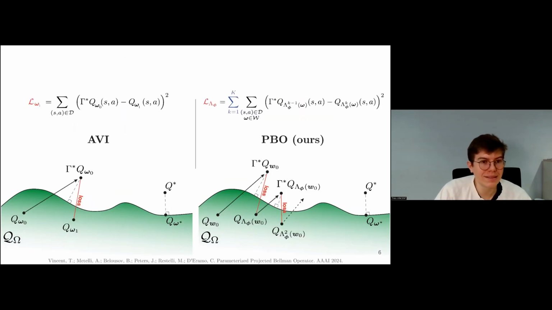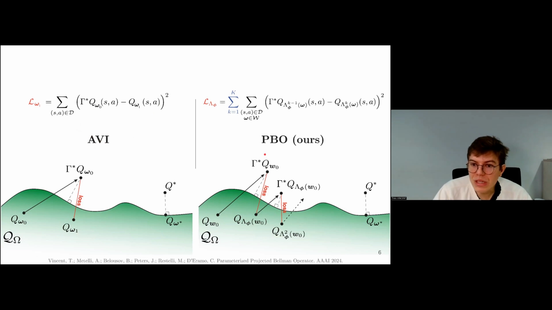How does it work in practice? For those who are familiar with AVI, you directly notice the loss of the first Q function, and then you know that it's going to be iterated. So first we have basically the distance between those two points over the samples.